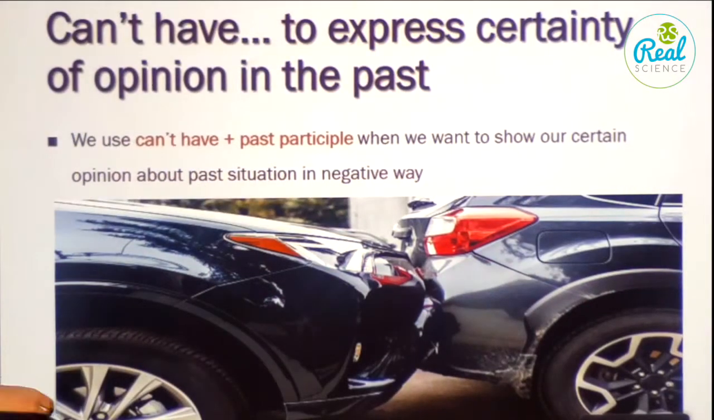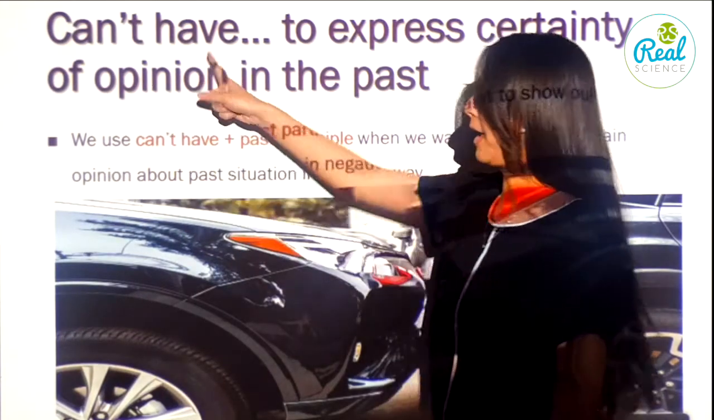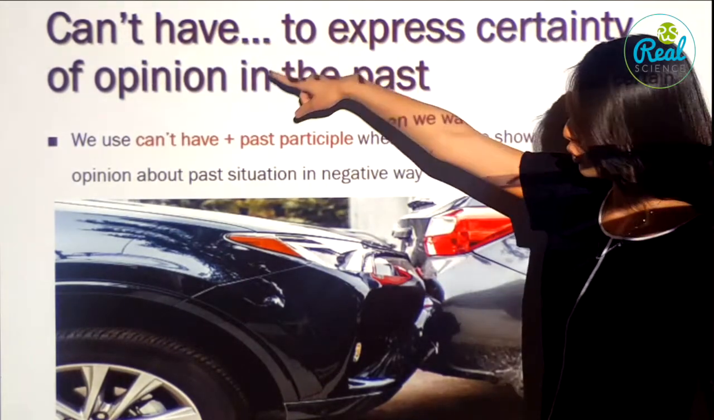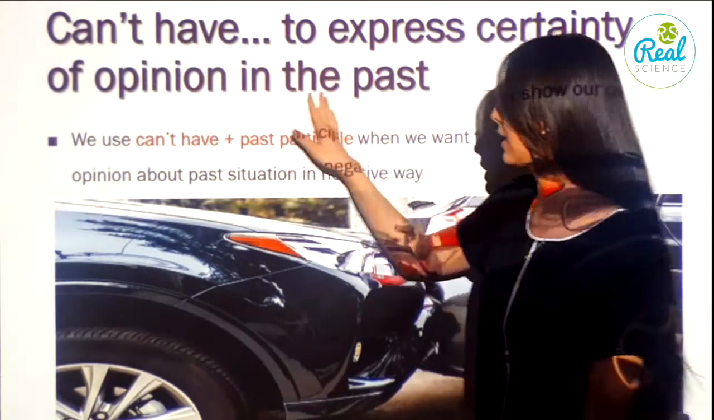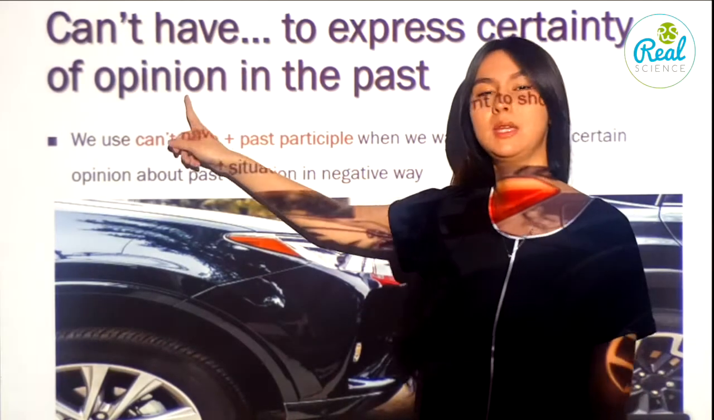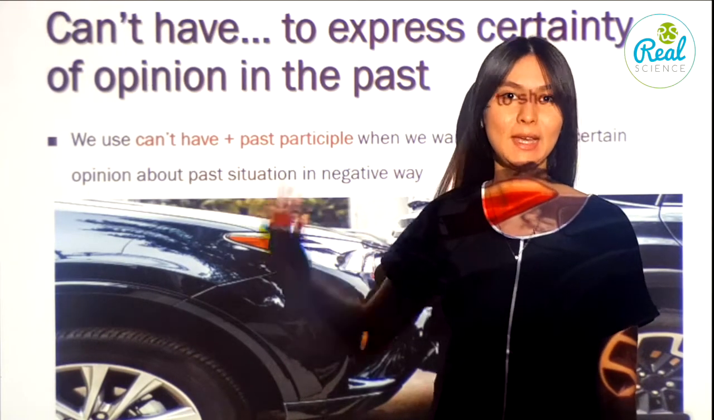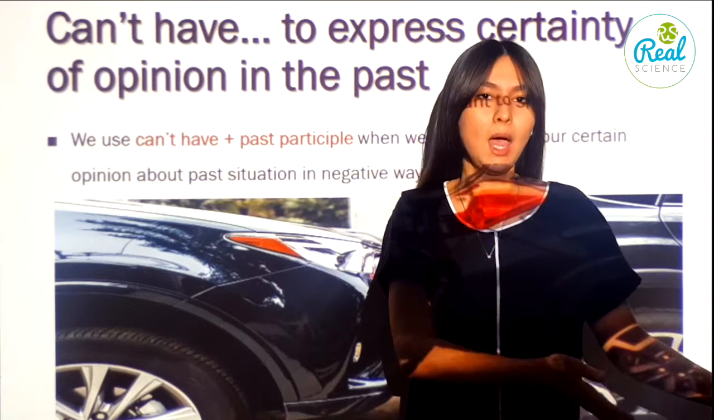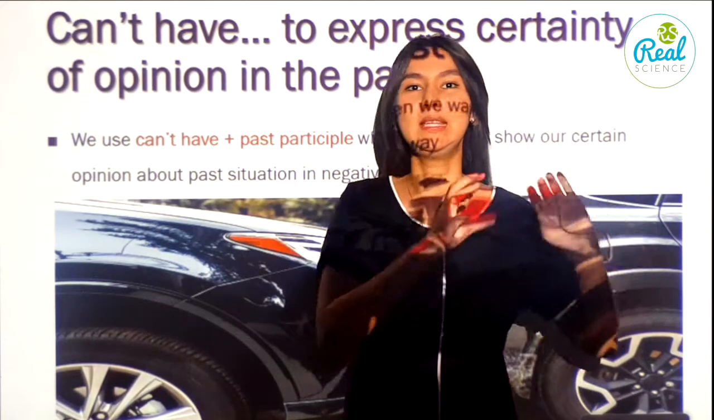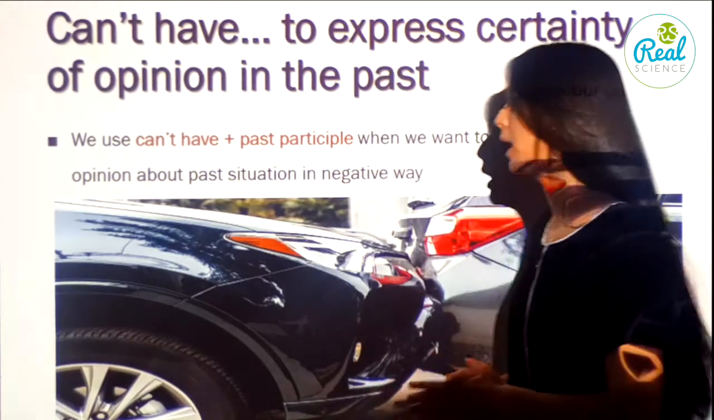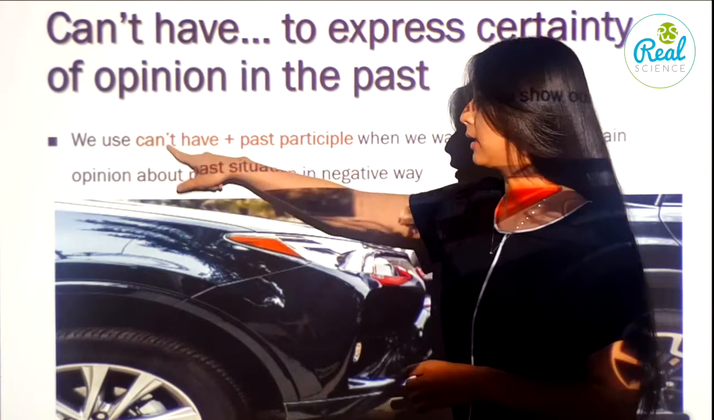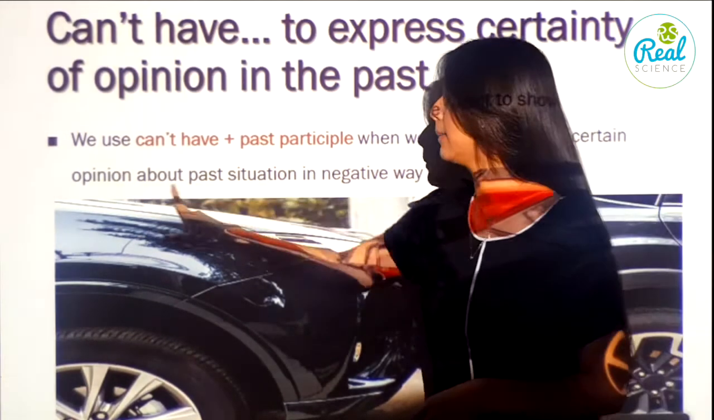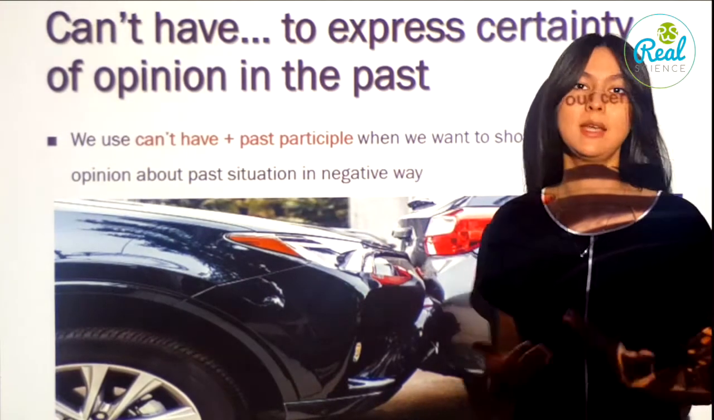Okay, now let's move to the next one. Now we move to the cannot have. So in the previous we had must have, yes. Here we have cannot have. So we use this to express certainty of opinion in the past. So again, certainty of opinion in the past, but we express it in what way? Negative way. In the previous one, we were 100% sure in positive way that something happened, but here we are 100% sure that something didn't happen in the past. So in negative way. Now look at the rule. We use cannot have plus past participle when we want to show our certain opinion about past situation in negative way. So as I told.